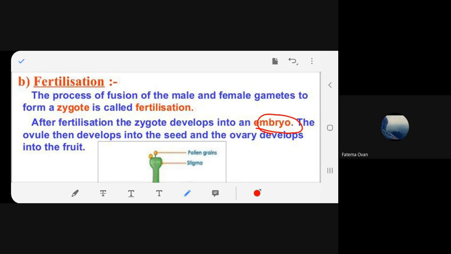After fertilization, the ovule, which was inside the ovary, will develop into the seed. And the complete ovary will develop into the fruit. Have you understood? Yes.